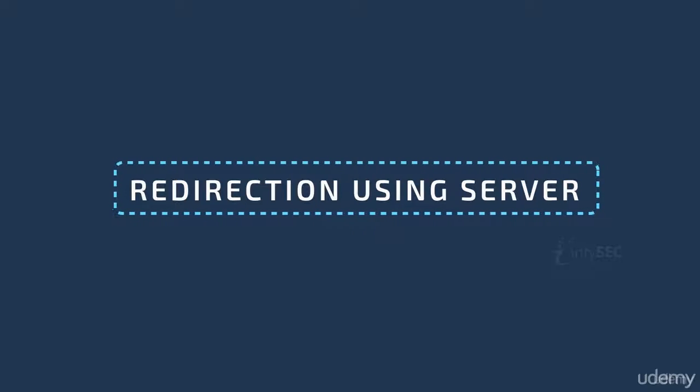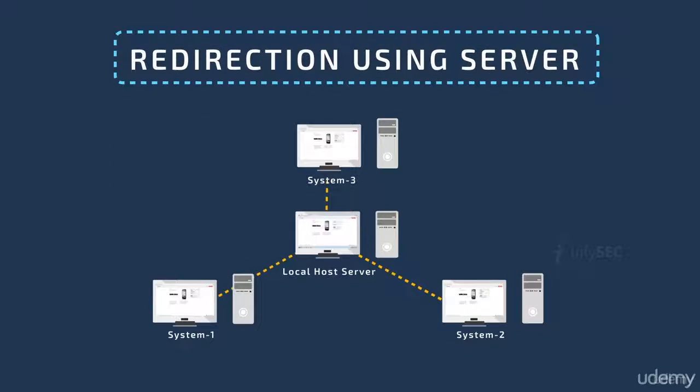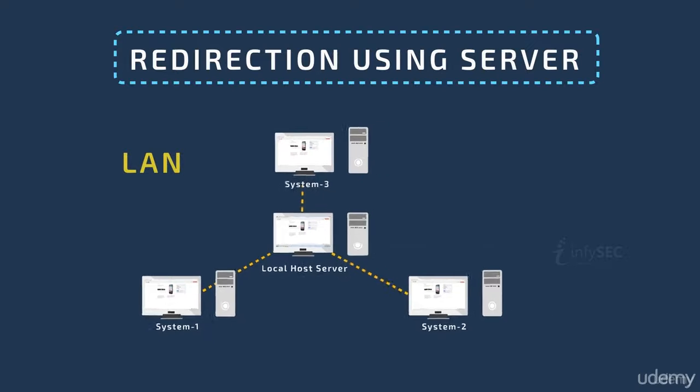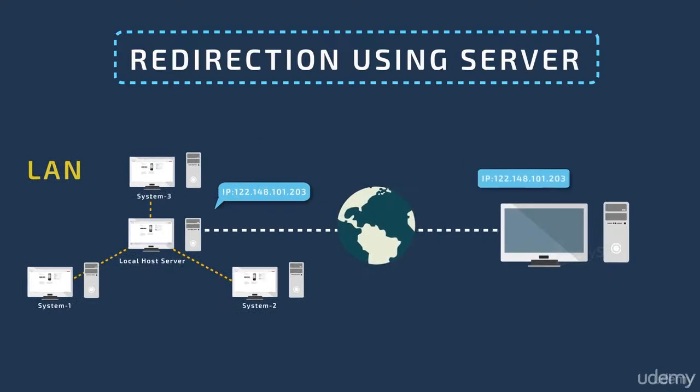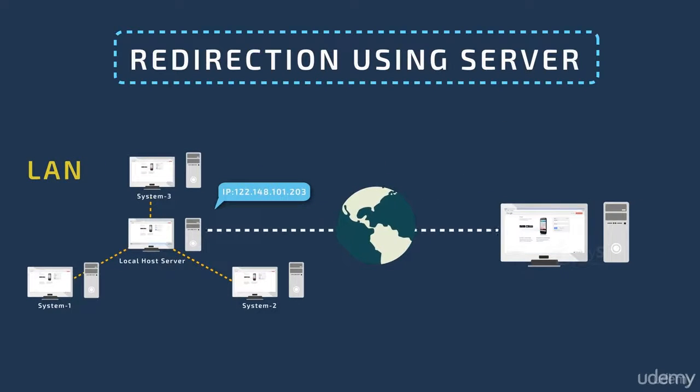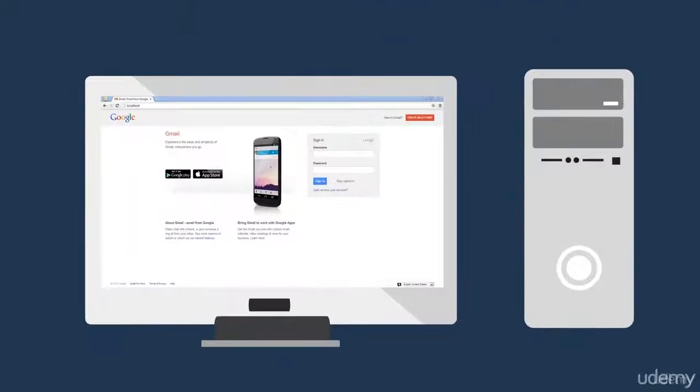Redirection using server. This system, which is acting as a server in the LAN, can be connected to the internet directly without address translation. Now, share your IP address with the victim. When the victim accesses your IP, it leads them to the phishing page hosted on your system.